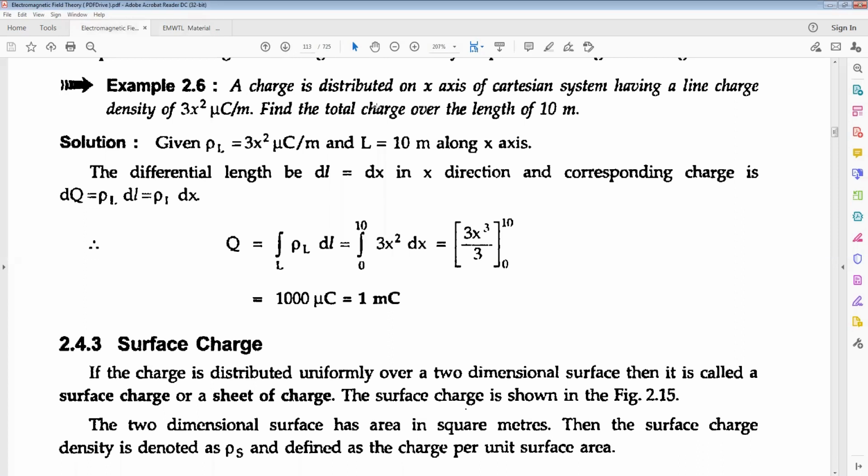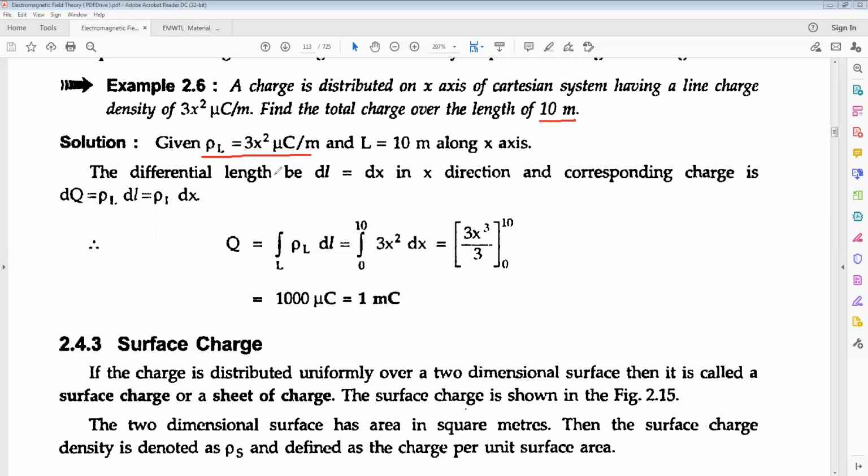A charge is distributed on the x-axis of a Cartesian system having a line charge density. Line charge density means rho L. Rho L is equal to 3x square microcoulomb per meter. Find the total charge over the length of 10 meters.